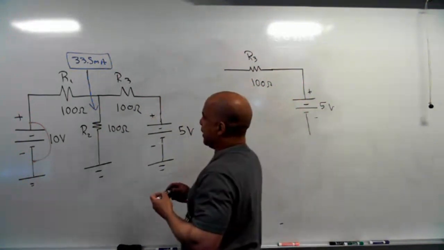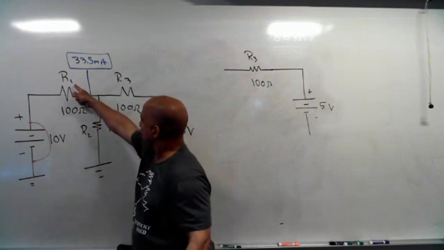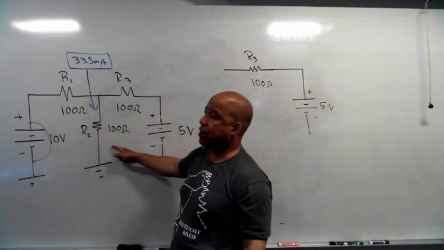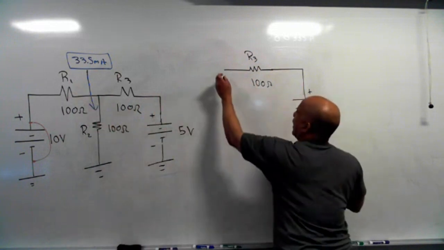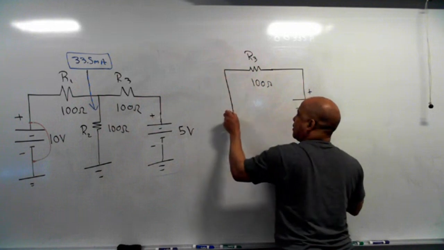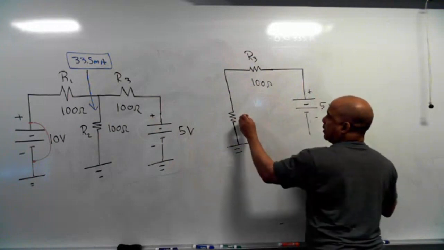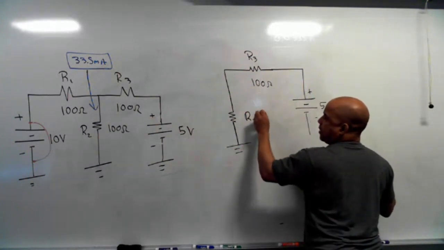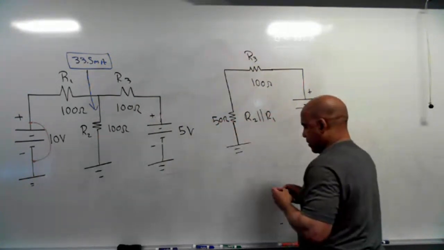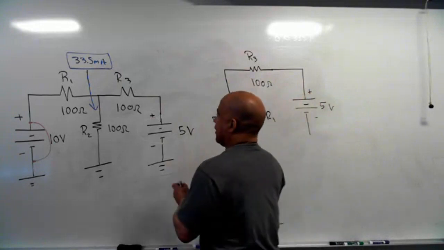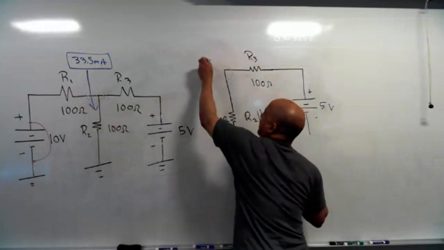And then when I put this short circuit here, that forces R1 and R2 to be in parallel, just like before. And if I have 100 parallel 100, I get 50. So what I have is an equivalent circuit that looks like this, where this would be R2 in parallel with R1, which is 50 ohms. If this is my node A, and that would be right here, node A.